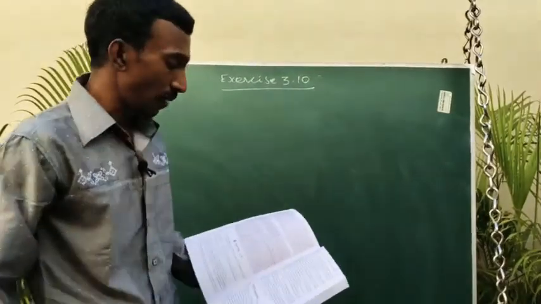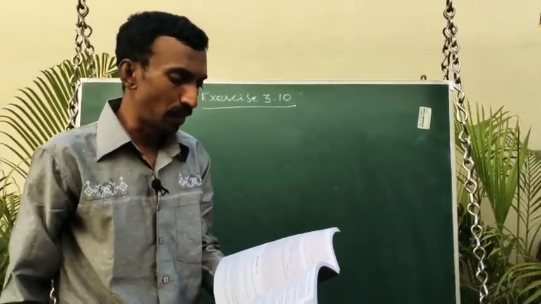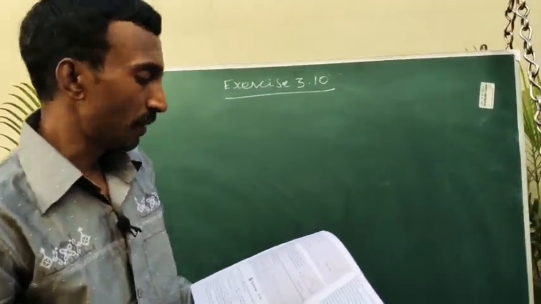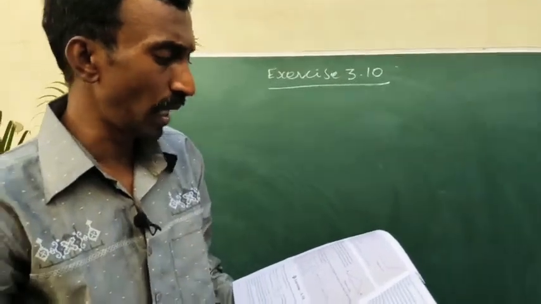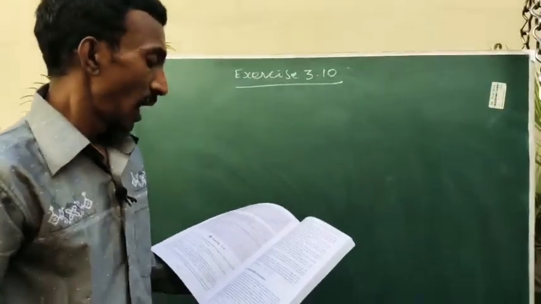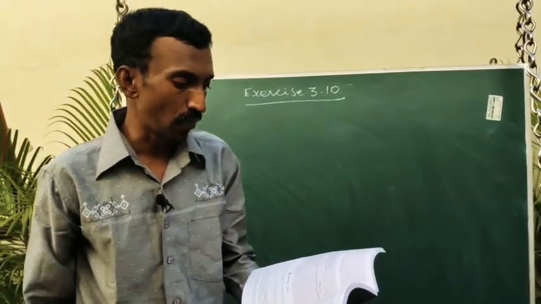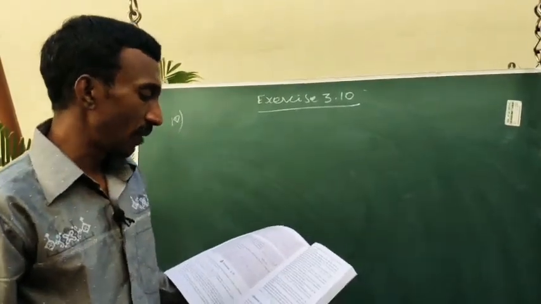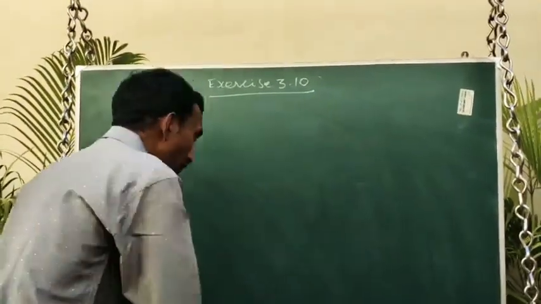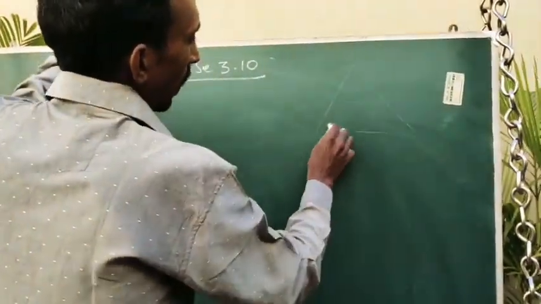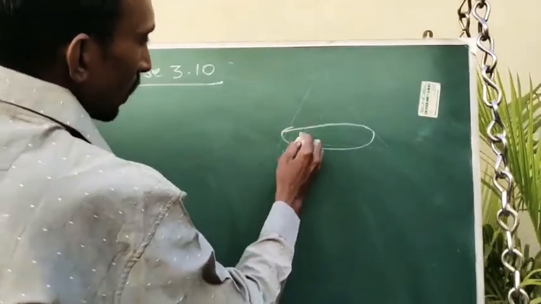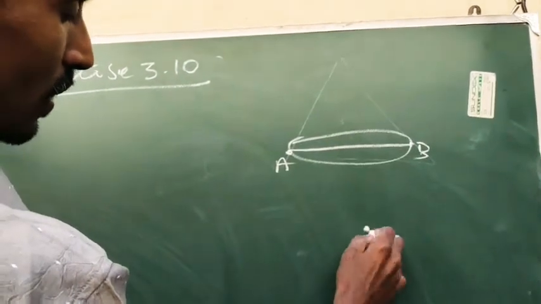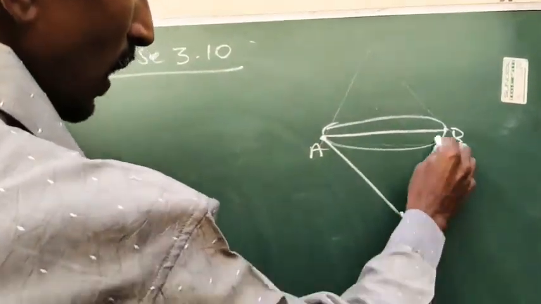Question number 10 in the exercise 3.10. A straight tunnel is to be made through a mountain. A surveyor observes the two extremities A and B of the tunnel to be built from a point P in front of the mountain. If AP equal to 3 km, BP equal to 5 km, and angle APB equal to 120 degree, then find the length of the tunnel to be built. Listen my dear student, this may be a hill, so they want to make a tunnel. So the two extremities of the tunnel are given as A and B. In front of the tunnel a surveyor is standing, so he is measuring.